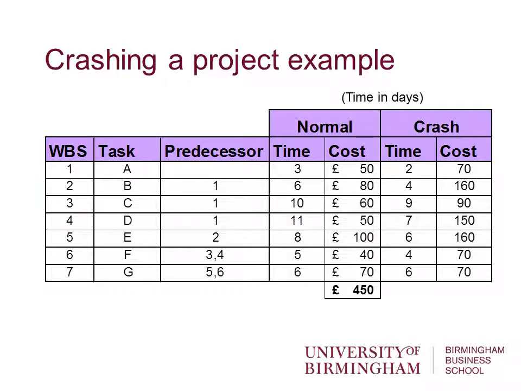Here is a project. So we have 7 activities, predecessors which enable us to produce a network, a normal duration for each activity. You can see there's various number of days per activity, and a normal cost per activity. We also have additional information, a potential point to which we can crash the activity. So for example, activity 1, task A, can be crashed from 3 days down to 2 days. We have a cost for crashing that activity, £70 in that case, from £50.